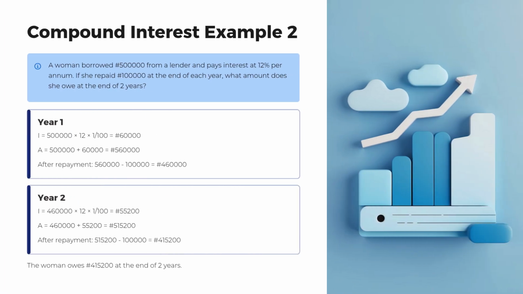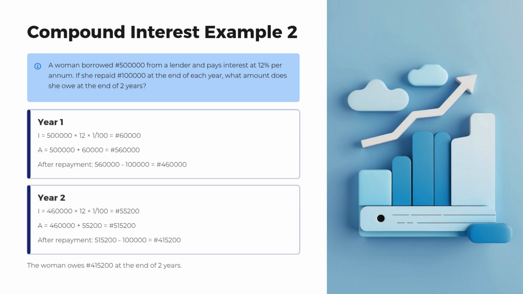Compound interest example 2. Problem. A woman borrowed 500,000 naira from a lender and pays interest at 12% per annum. If she repaid 100,000 naira at the end of each year, find the amount she owes at the end of 2 years. Year 1. Step 1. Calculate the interest for the first year. Interest equals principal multiplied by rate, multiplied by time, divided by 100. Substitute the values. Interest equals 500,000 multiplied by 12, multiplied by 1, divided by 100. Interest equals 60,000 naira.